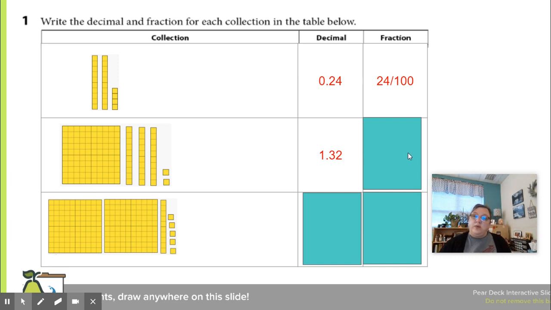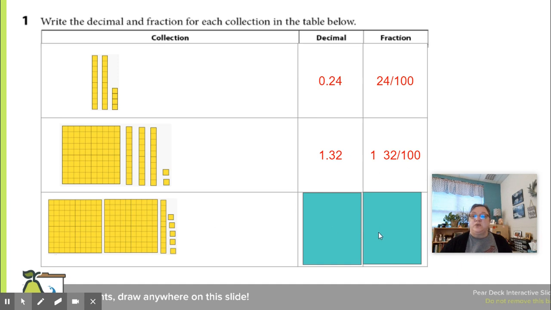Now, it's a little different when we write the fraction, though, because we're going to have a mixed number. Remember, a mixed number means that you have a whole number and you have a fraction. So here we've got 1 and 32 hundredths. So this is 24 hundredths, but we didn't have a whole number here. So it's going to look a lot like that, except we need a big 1. 1 and 32 hundredths. 1 and 32 over 100.